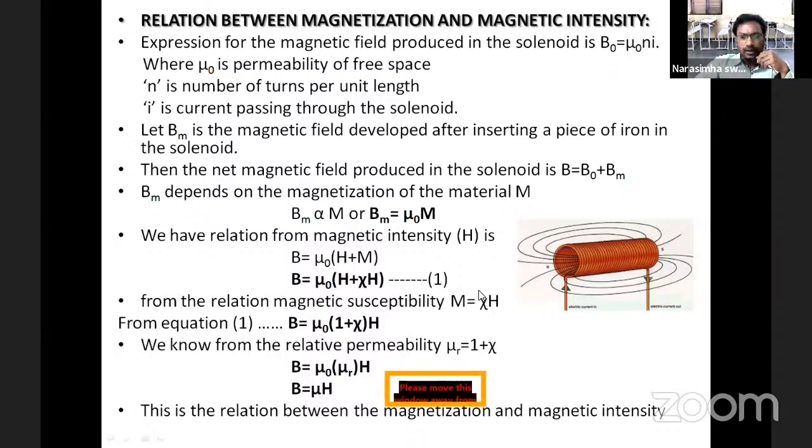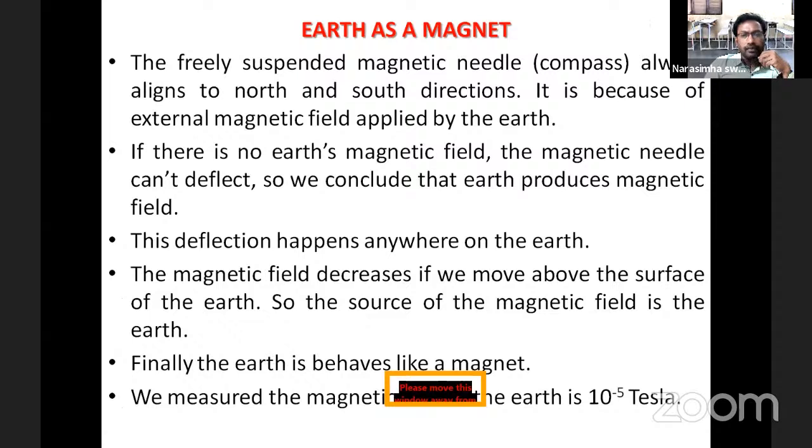So this is the relation between this magnetization and magnetic intensity. Now we will move on to the next concept, very important: Earth as a magnet. Here, very common discussions are to be made, very general.